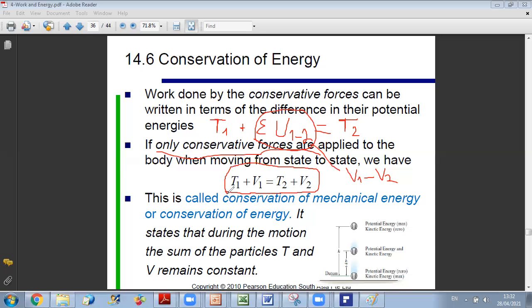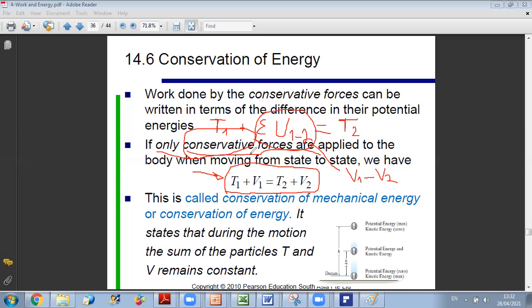Okay, and this is called the conservation of mechanical energy. And I repeat, please pay attention to the conditions to apply this relation: the forces doing work should be conservative. Otherwise, I should use work and energy, or another form.